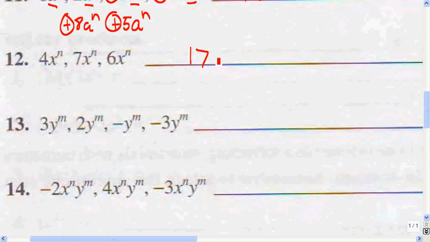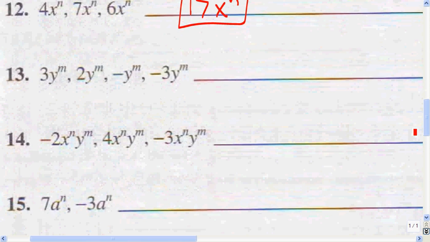Here, they're all positive, so that means I'm going to add them all. 7 plus 4 is 11. 11 plus 6 is 17. x to the n power. That's my answer. And here I've got all the variables are the same and all the exponents are the same. They're all m's. So that means I can combine those.